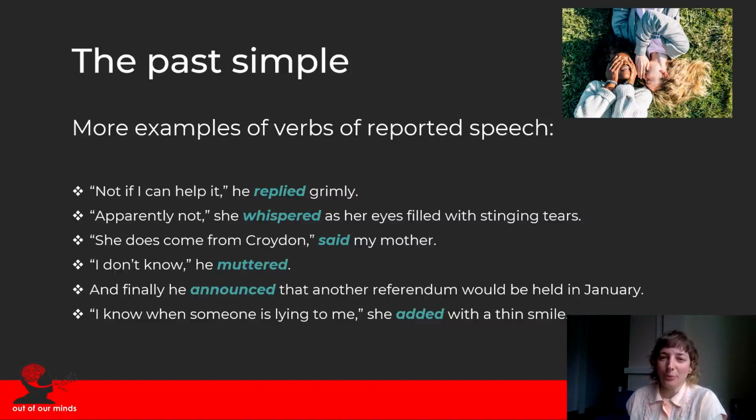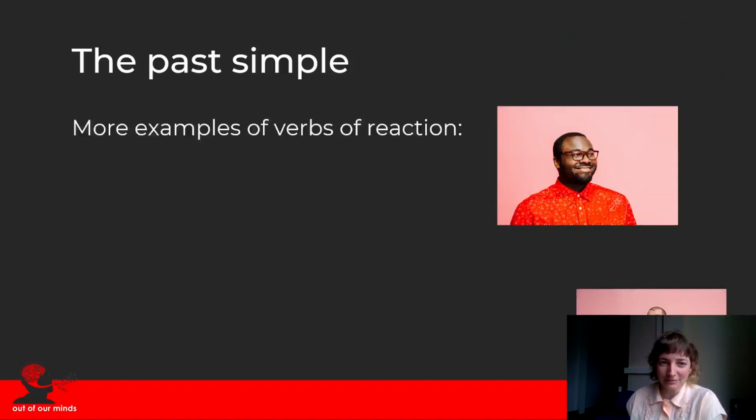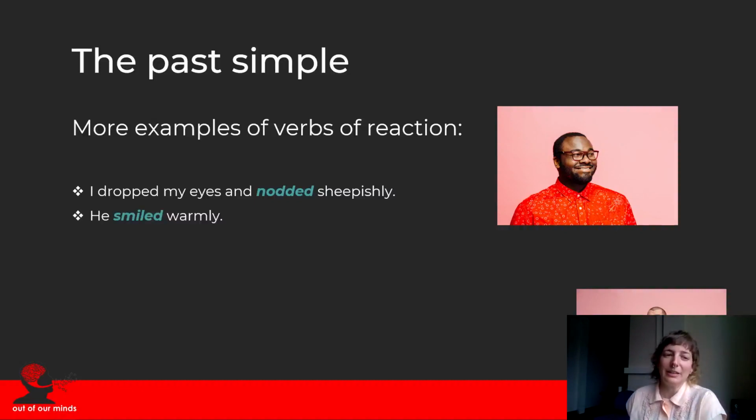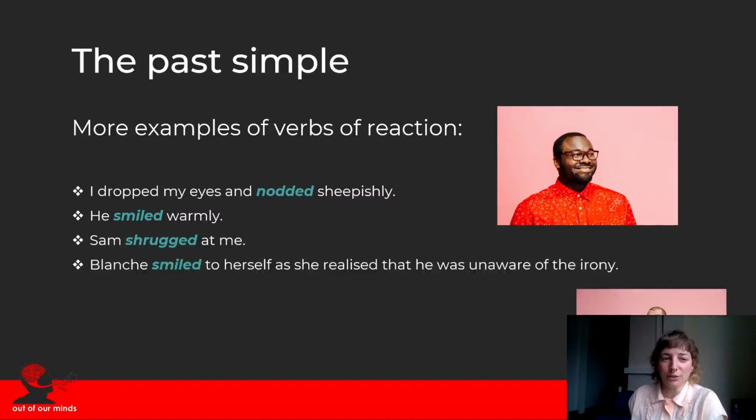And examples of verbs of reaction. I dropped my eyes and nodded sheepishly. He smiled warmly. Sam shrugged at me. Blanche smiled to herself as she realized that he was unaware of the irony.